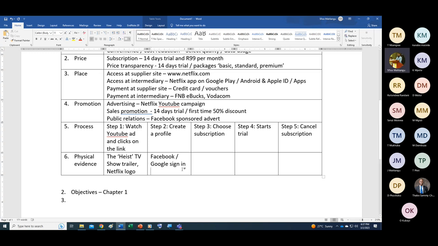And we say maybe they see that where they complete their information, they see their profile, for example, meaning they can see their display picture if they can customize that on their profile. We just have to remember that they haven't started watching the show. They are just still completing the information about themselves. And that's the physical evidence that we should talk about.